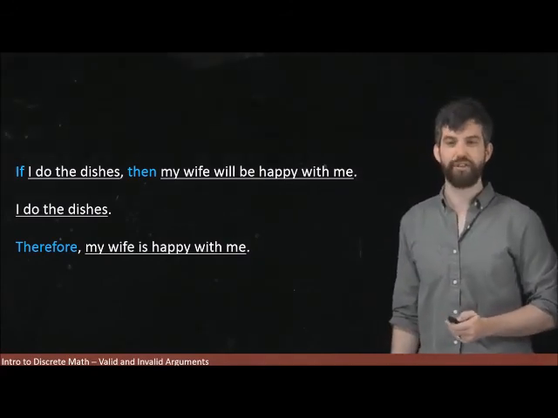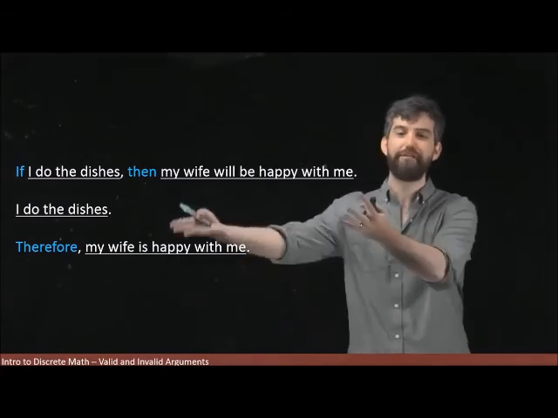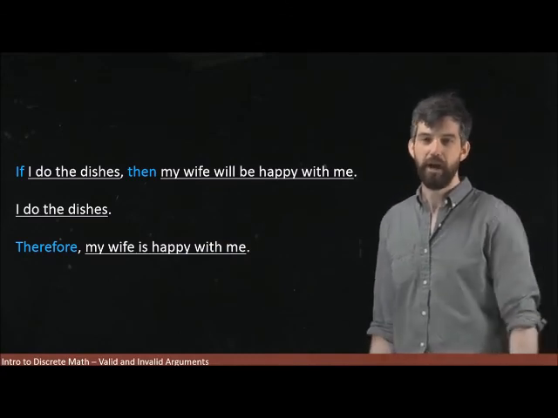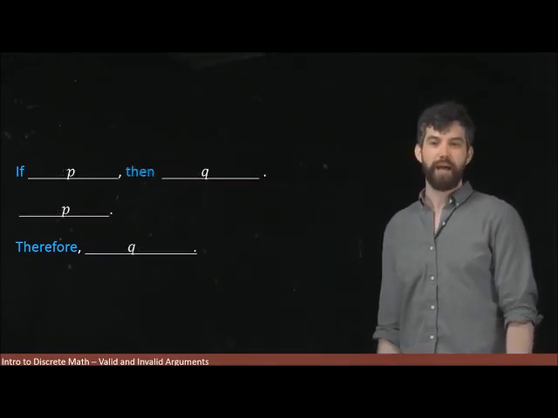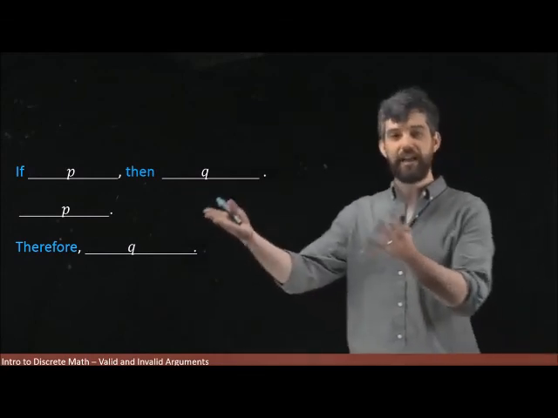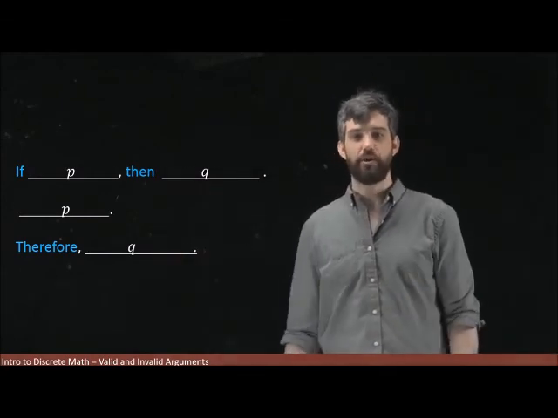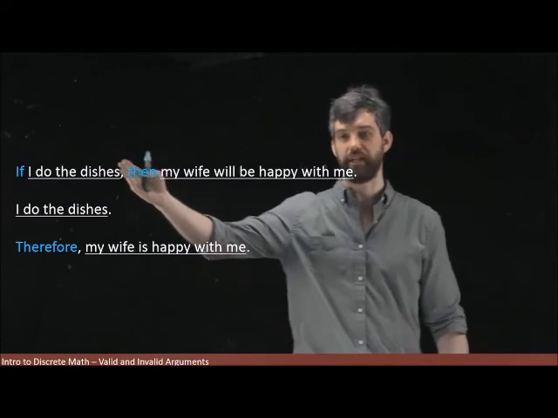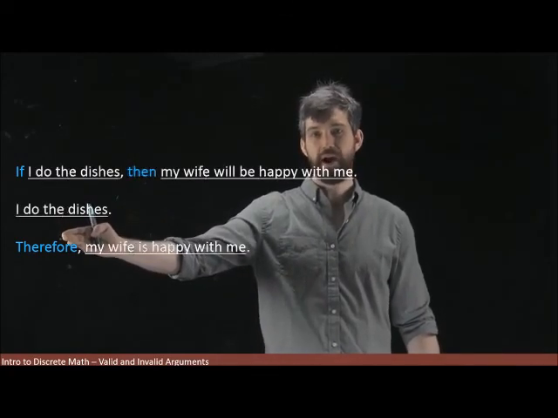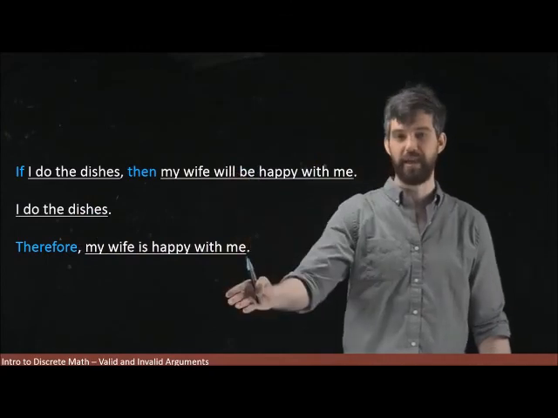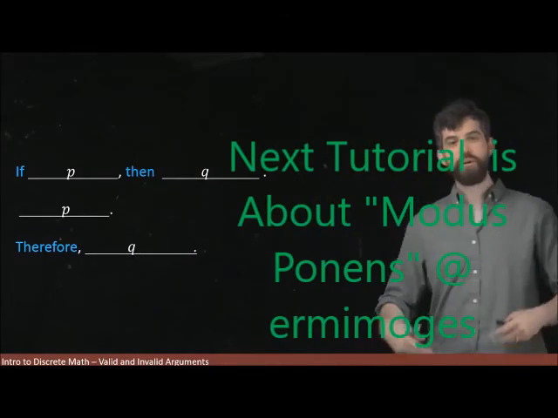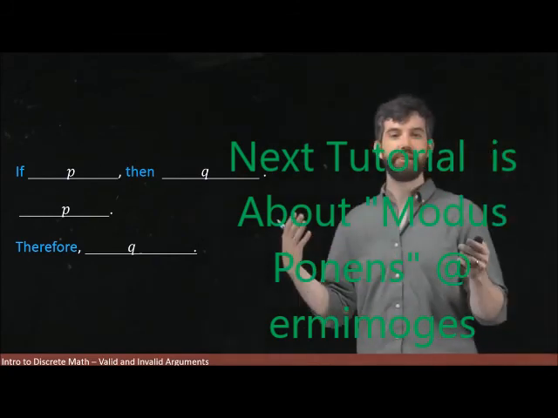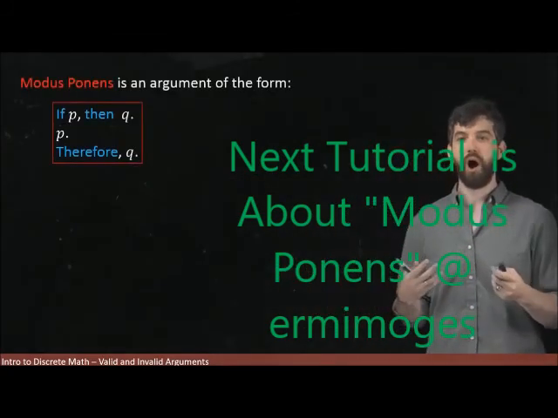So let's just look at the structure for itself for a moment. Now I filled it in with a kind of joke example here. But I could fill in this structure with anything. For example, I could just put P's and Q's in place of these statements. So where I had I do the dishes, in both of these two places, I'm going to put a P. And when I have my wife will be happy with me, I'm going to replace those with Q's. So this is what we refer to as a logical form, or an argument form.